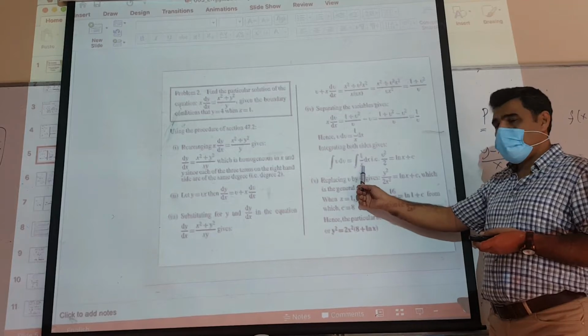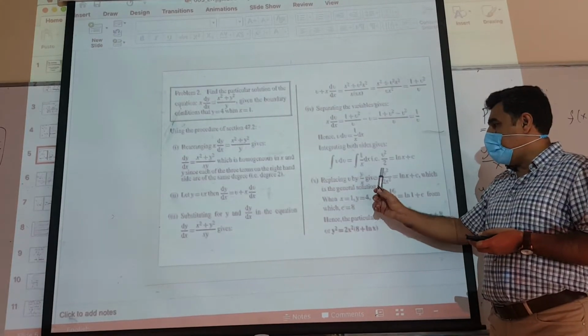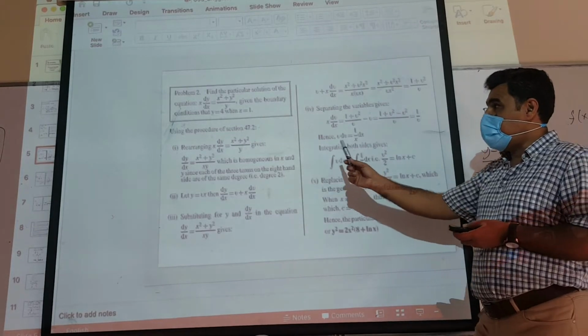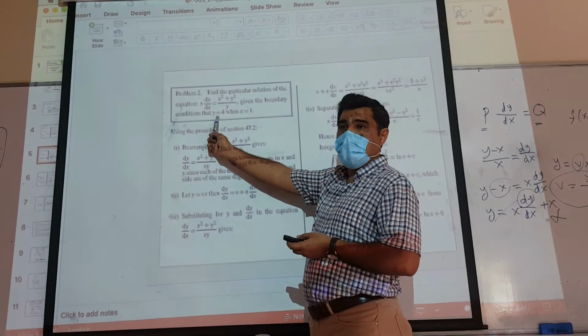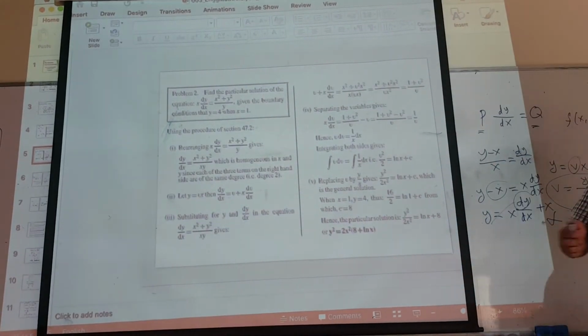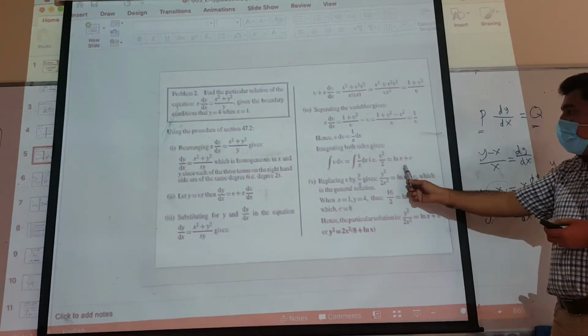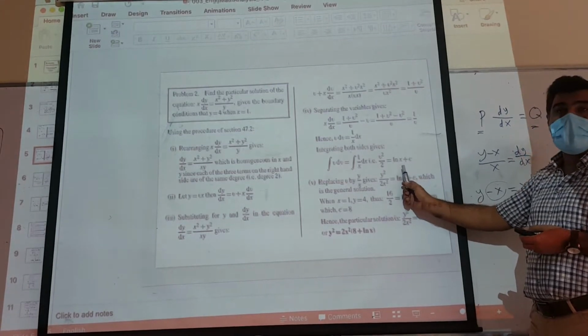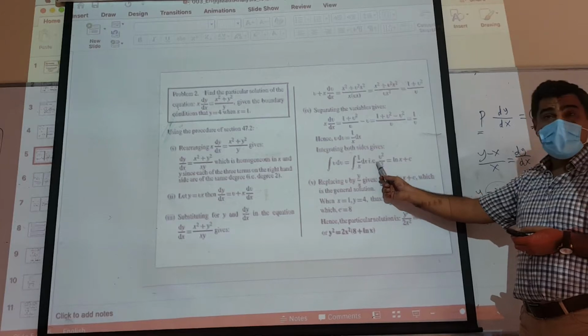You will take the integration of both sides, you will have the general solution. Since we were given the initial point, then we can replace. Of course, before that, you have to convert this equation to an equation containing y instead of v.